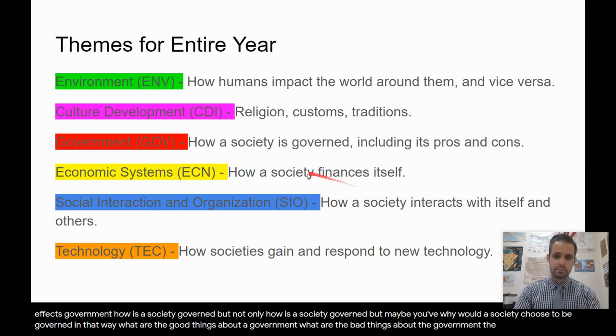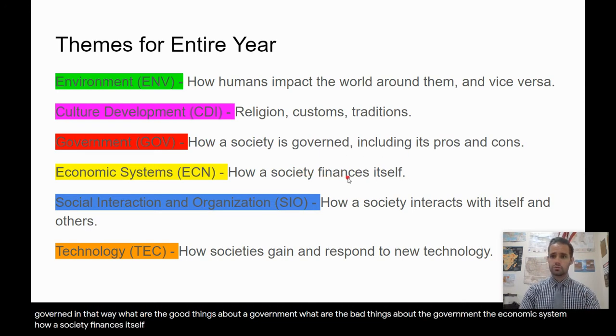The economic system: how a society finances itself. So do they use tribute payments? Do they collect taxes?